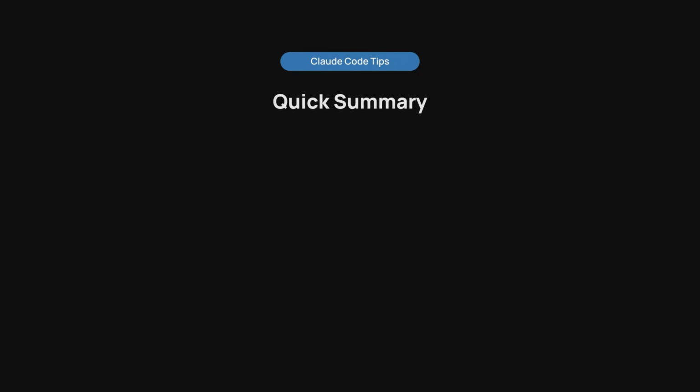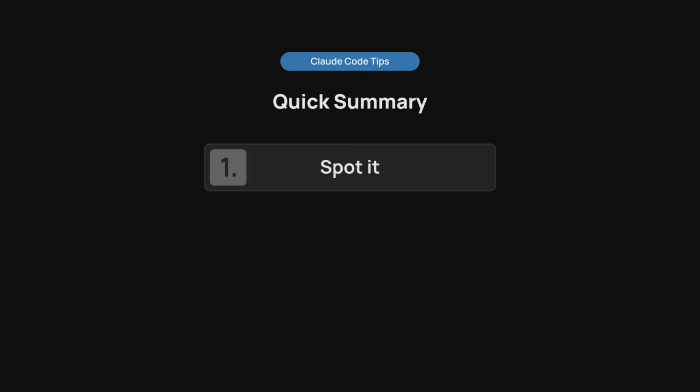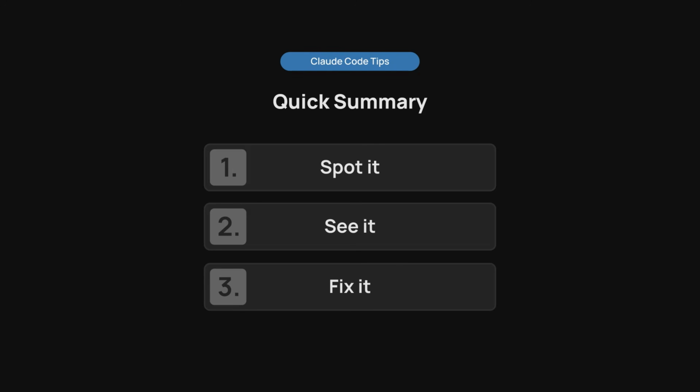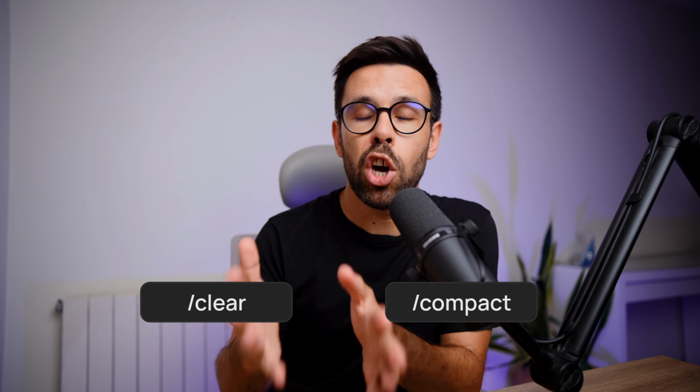So as a quick summary, 3 things. Spot it. When you see that something is going wrong, it's taking a lot of time, it's hallucinating, this is the moment to go to the second step. See it. How do you see it? /context. There you have all the information about what is inside of your context window. Third one, fix it. How do you fix it? 2 available options, /clear or /compact. So go and apply those and manage your context in the day-to-day.